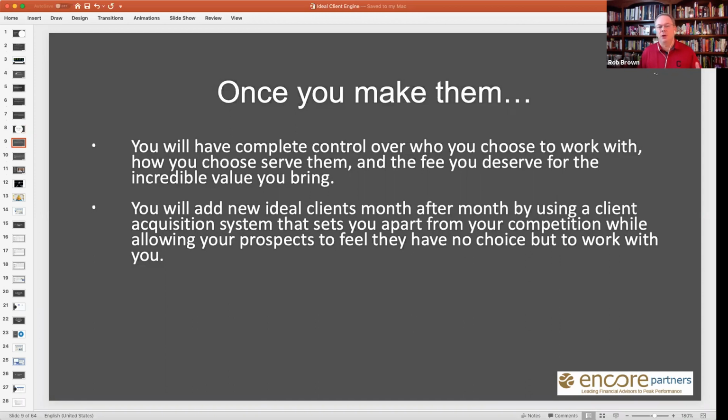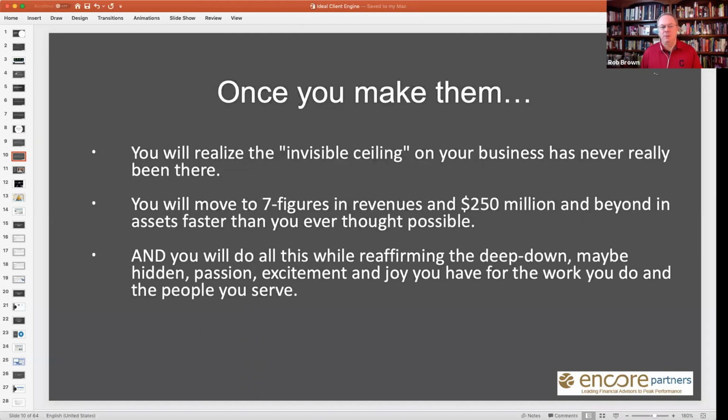When you make the shifts, you will add new ideal clients month after month by using a system that sets you apart from your competition, allowing your prospects to feel they have no choice but to work with you. That's what happens when you make the shifts. You will realize the invisible ceiling on your business has never really been there. There's no plateau if you have a system. There isn't an invisible ceiling.